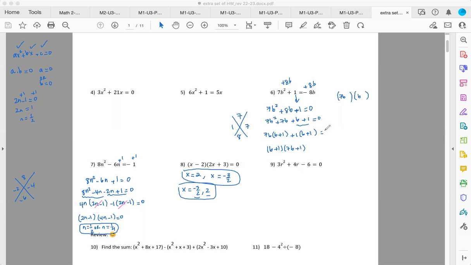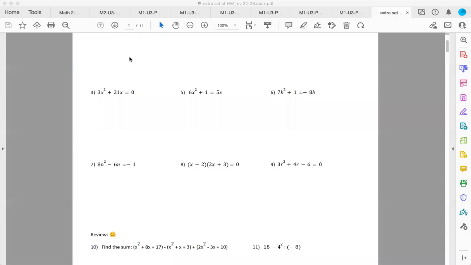And that's always equal to 0 here. So what are the solutions? The solutions are b equals negative 1/7 or b equals negative 1. Okay. So this is how solving by factoring works. You factor first, and then once you have your factors equal to 0, one of them equal to 0, you say this or that. And let's move on to the next skill.